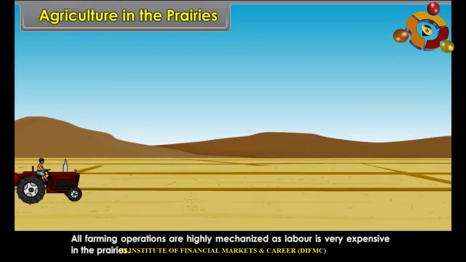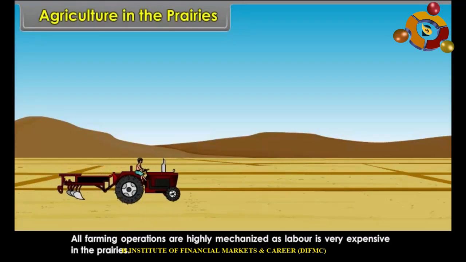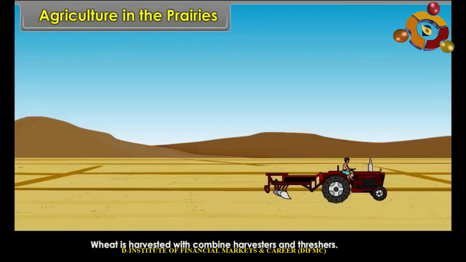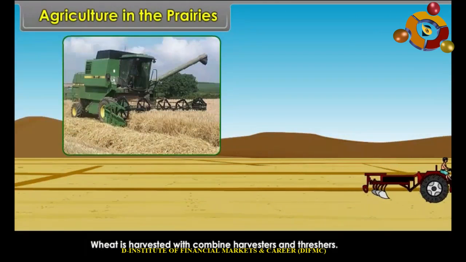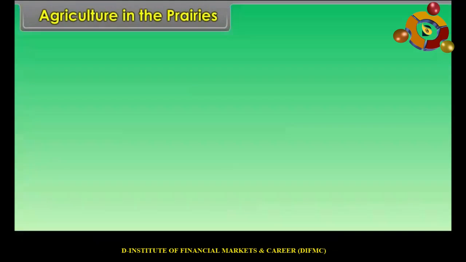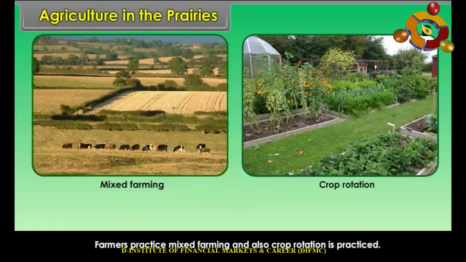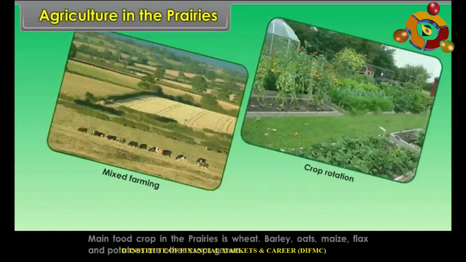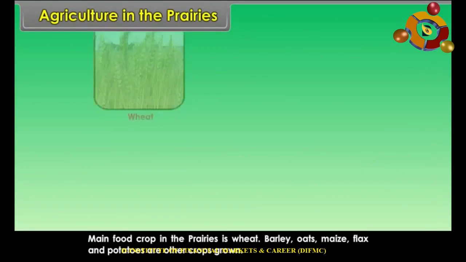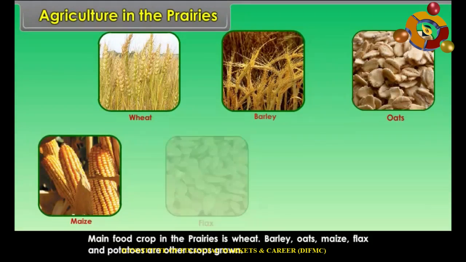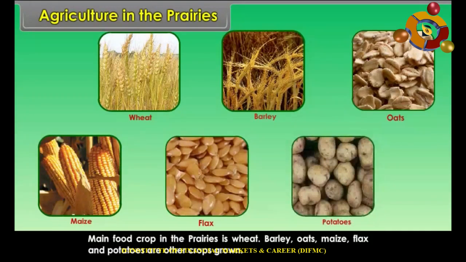All farming operations are highly mechanized as labor is very expensive in the prairies. Wheat is harvested with combine harvesters and threshers. Farmers practice mixed farming and also crop rotation is practiced. The main food crop in the prairies is wheat. Barley, oats, maize, flax and potatoes are the other crops grown.